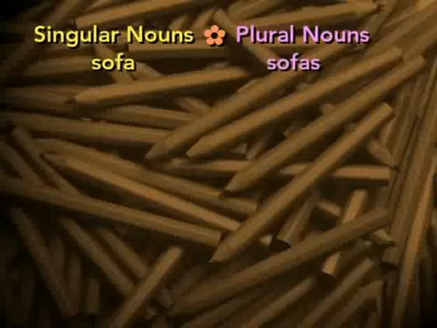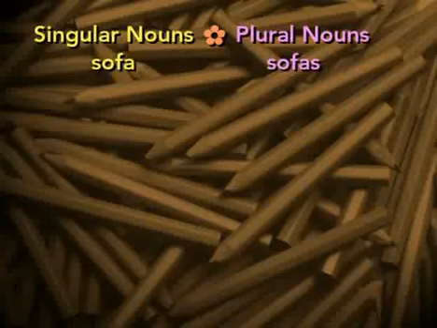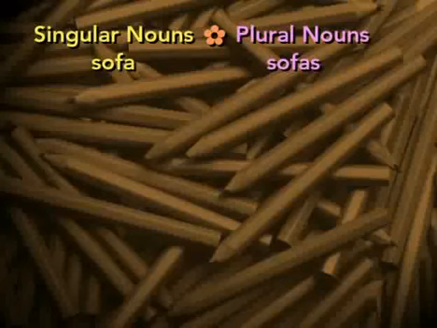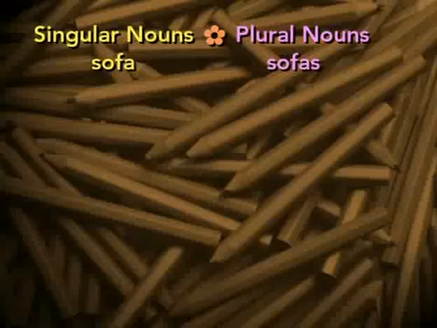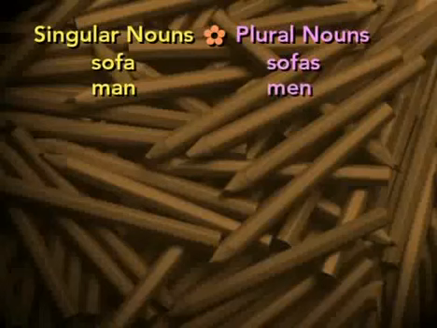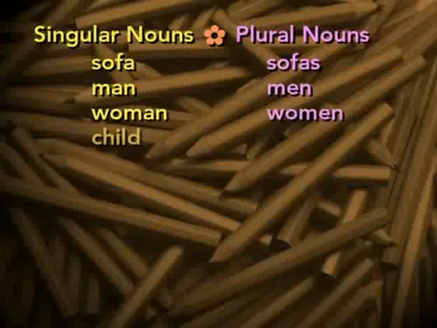If you have one sofa in your living room, you would spell it S-O-F-A. If you have two sofas or more, you would add an S at the end, and the word becomes sofas, which is plural for sofa. There are a few nouns that change their form from singular to plural in a slightly different way. Some, for example, don't end in the letter S at all. The common noun man becomes men in the plural. Similarly, woman becomes women in the plural, and child becomes children in the plural.